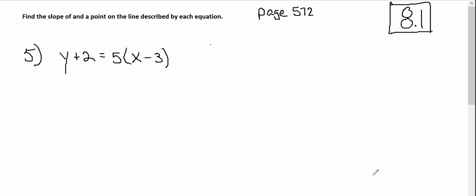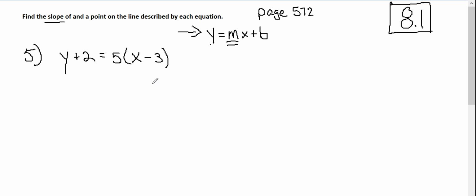This first problem, number 5, is: find the slope of and a point on the line described by this equation. If we want to find the slope, we want to put this equation into the y equals mx plus b form. This is called the slope-intercept form. After I rearrange this to be in this form, the m is going to be the slope, and then we will have found the slope.